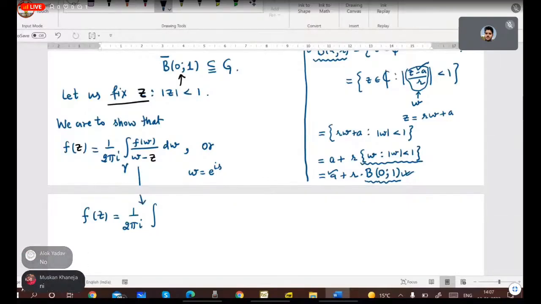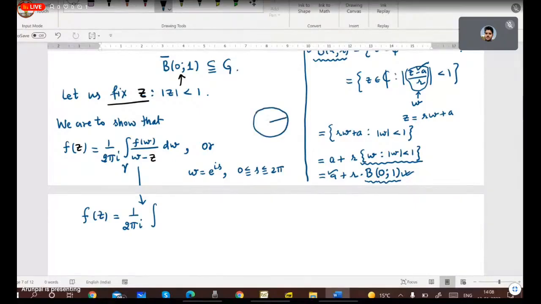You can see that if you take e^{is}, then you will get that curve if s is in this range. You will get the ball, na class? You will get this ball, centered 0 and radius 1. Right class? It is nothing but this ball. Right class? Yes.